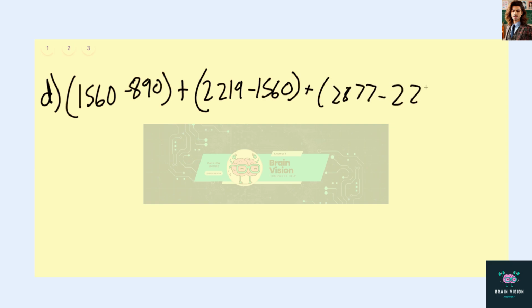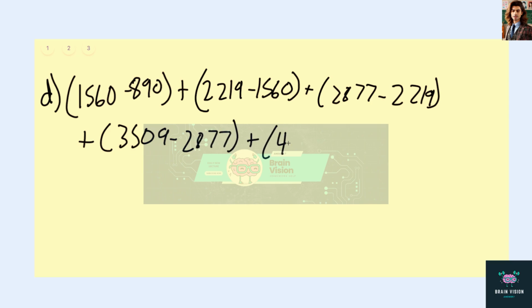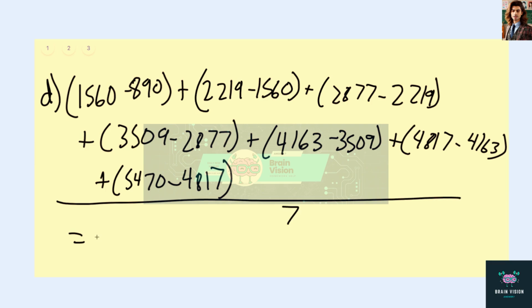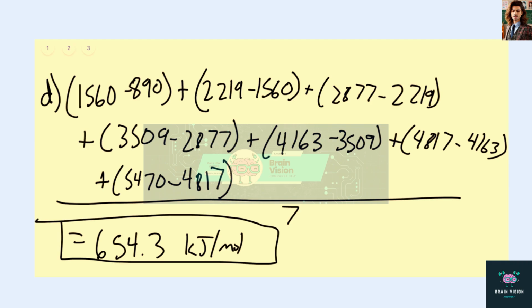Then we can divide our final answer by 7, since we will have 7 of these, and that will give us the average. All of these values are from the table, and I'm just going down and subtracting by the previous one, taking the absolute value of both. And then we divide the whole thing by 7. Doing this gives us an average increase of 654.3 kilojoules per mole. And that is our final answer for letter D.